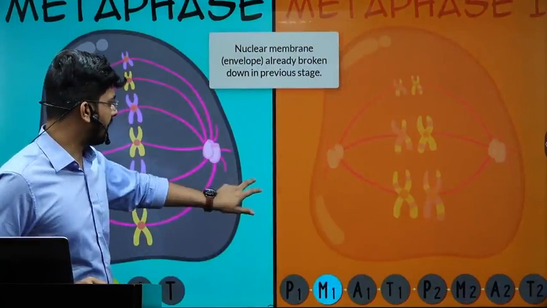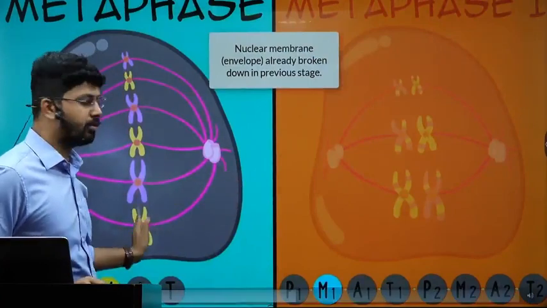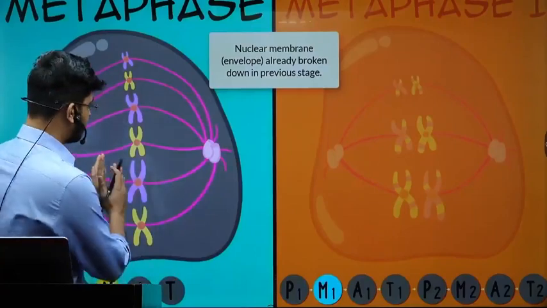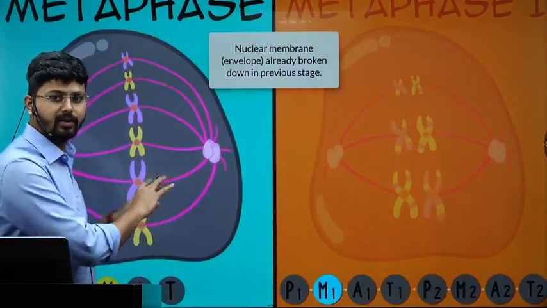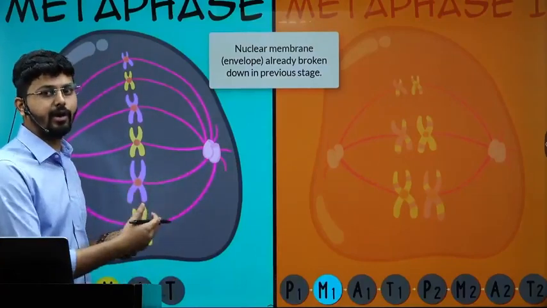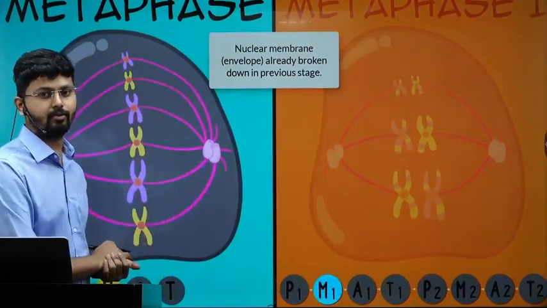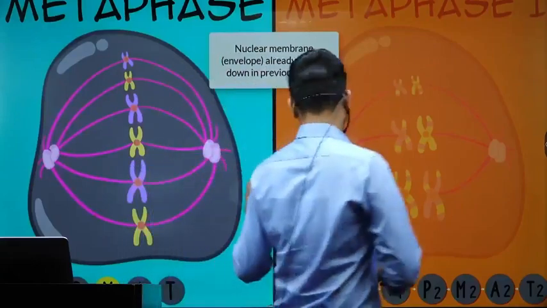So now what is happening during the metaphase? They'll come to the middle, and during the anaphase they'll move away, and during the telophase they'll come to the end, and cytokinesis will happen and it will break into two.